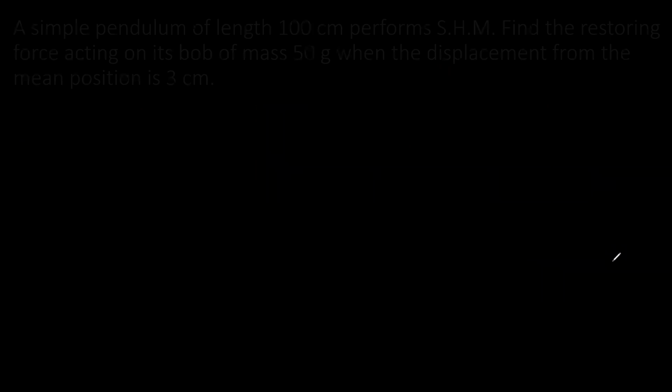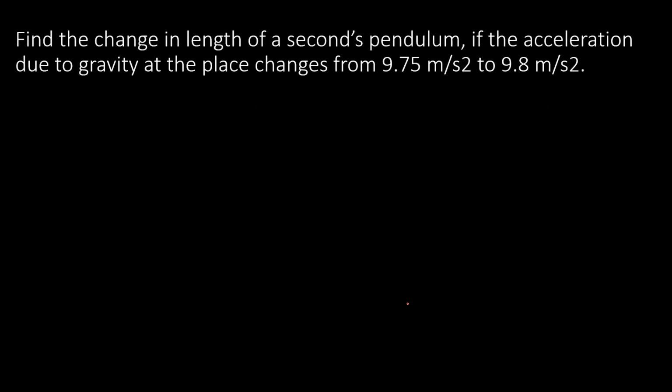So let's see the next one. Find the change in the length of the second pendulum with the acceleration due to gravity. The acceleration due to gravity is given. We need to find the change in the length. Okay, so second pendulum means the time is the same in both conditions.